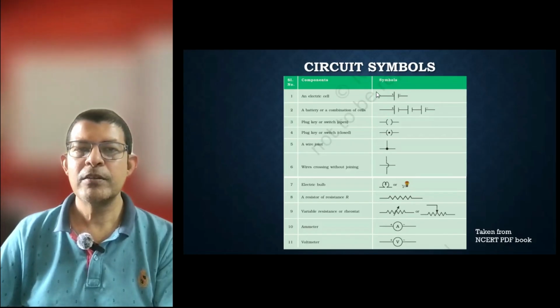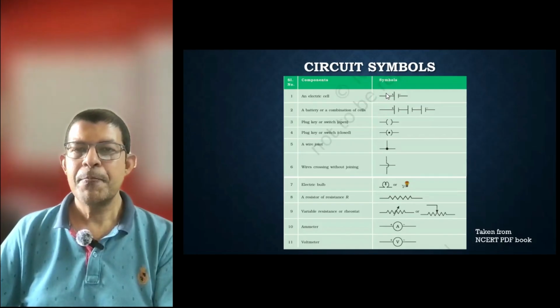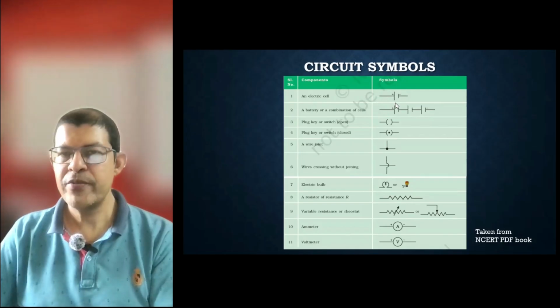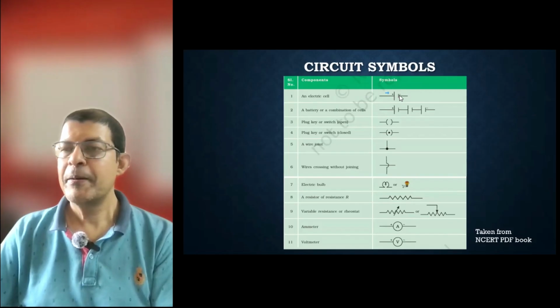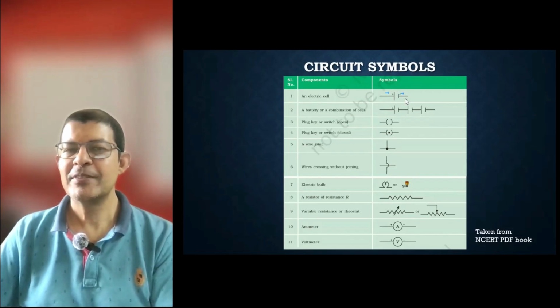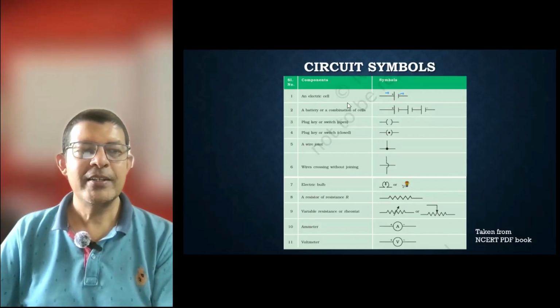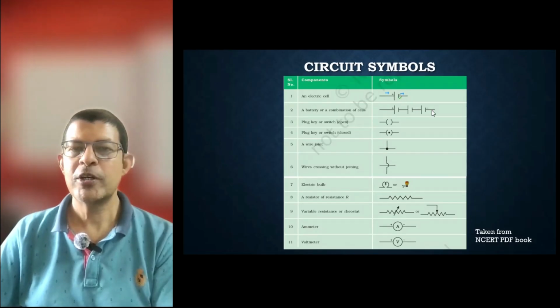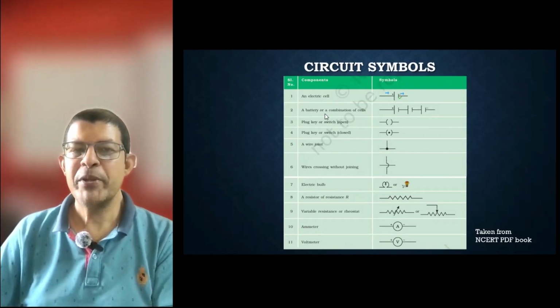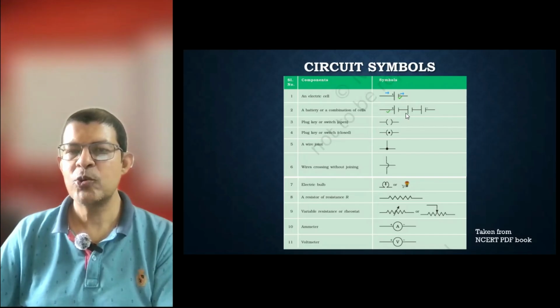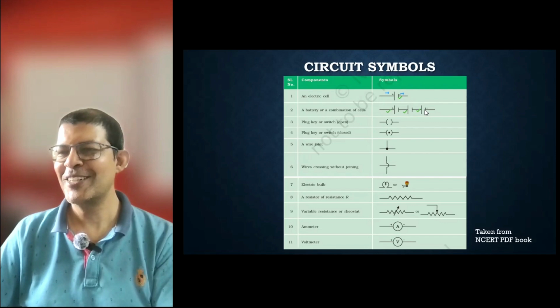You can select a different color. Electric cell, the symbol is Bada Danda positive and Chota Danda negative. This is Chota Danda. And the battery is a combination of cells. 1 cell, 2 cell, 3 cell: Bada Danda, Chota Danda, Bada Danda, Chota Danda, Bada Danda, Chota Danda.